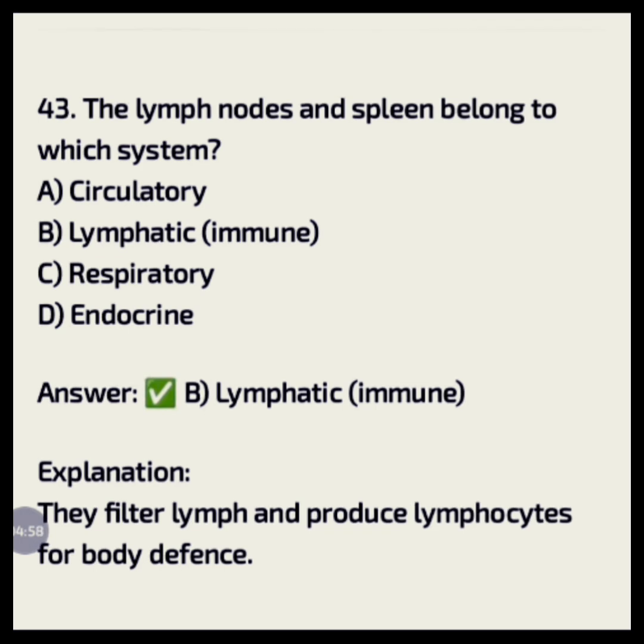The lymph nodes and spleen belong to which system? Option A, circulatory; option B, lymphatic or immune; option C, respiratory; option D, endocrine. The correct answer is option B, lymphatic or immune. They filter lymph and produce lymphocytes for body defense.